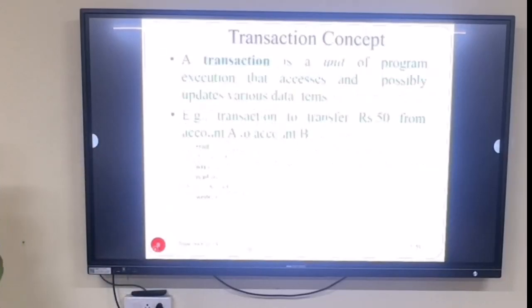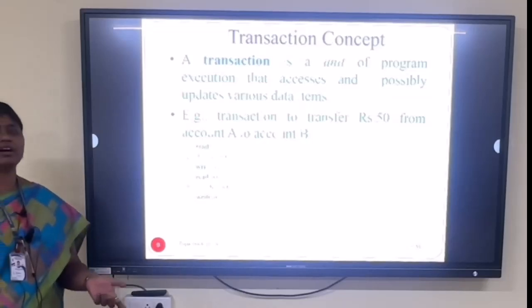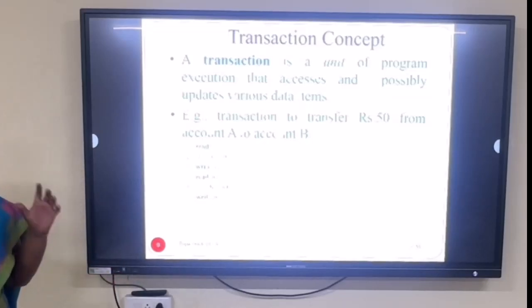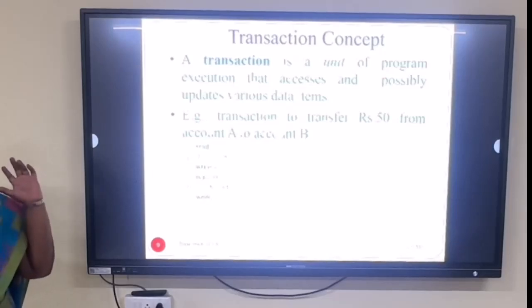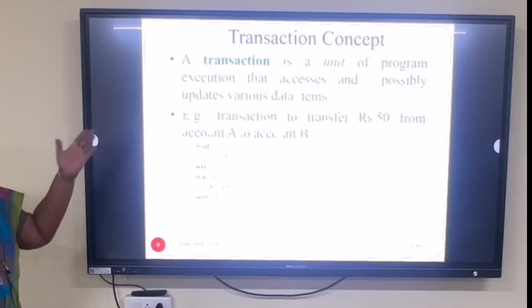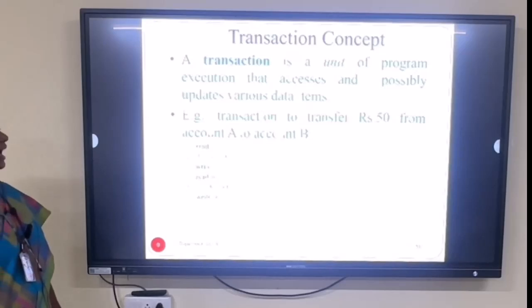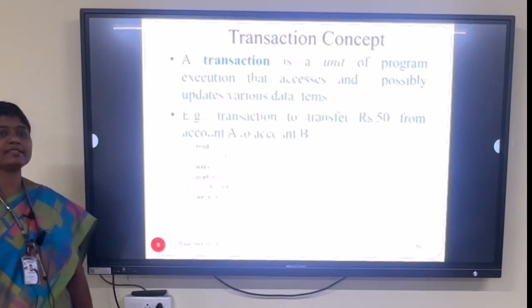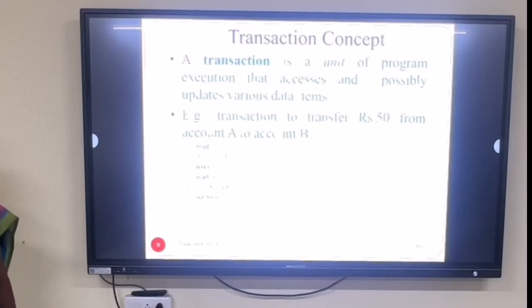Next is the transaction concept. Transaction is a common word which indicates that if we are doing any fund transfer, fund credit, debit or loan, anything comes under this transaction. It is a unit of program execution that accesses and possibly updates various data items. The data items can be credit, debit or loan, or some other service the bank is providing. It may be NEFT or IMPS, any kind of service provided by the bank is said to be a transaction.